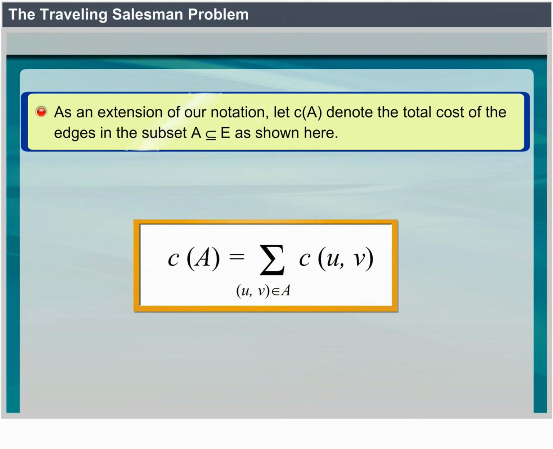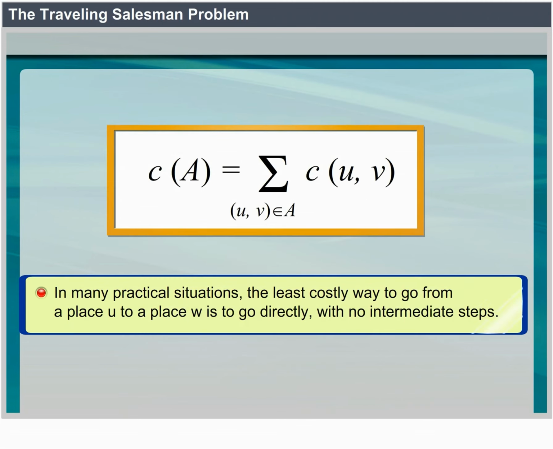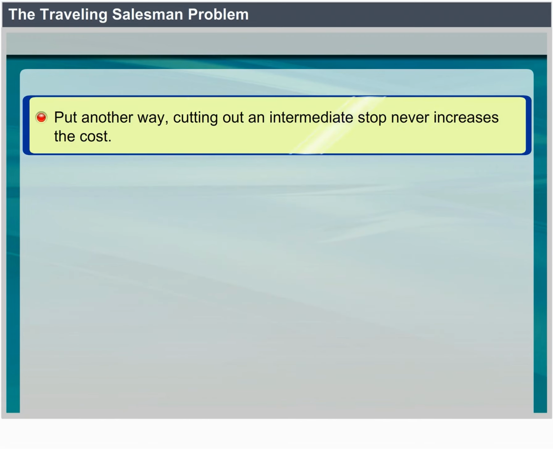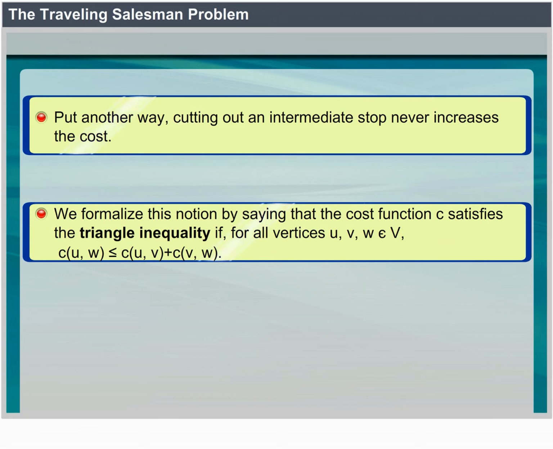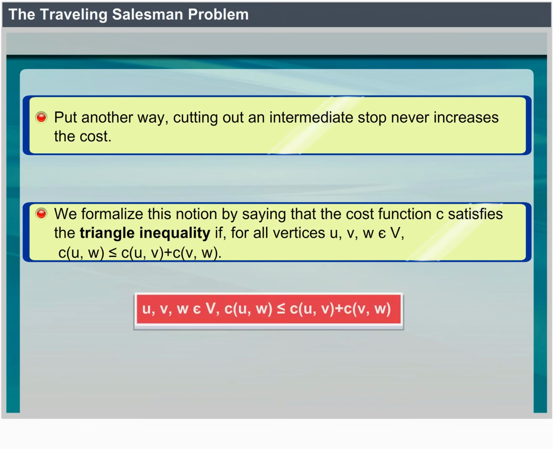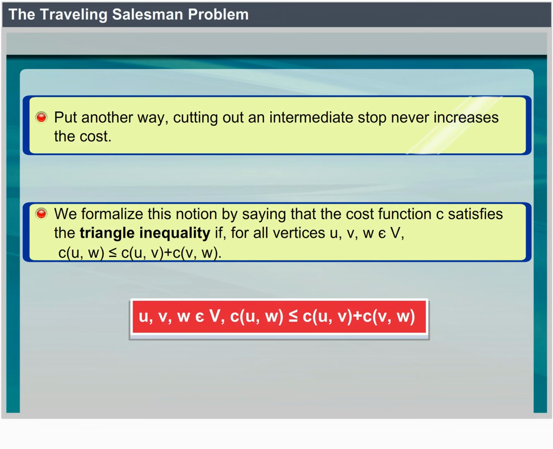In many practical situations, the least costly way to go from a place u to a place w is to go directly, with no intermediate steps. Put another way, cutting out an intermediate stop never increases the cost. We formalize this notion by saying that the cost function c satisfies the triangle inequality if for all vertices u, v, w belongs to V, c(u, w) is less than or equal to c(u, v) plus c(v, w).